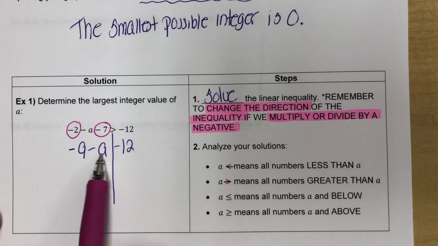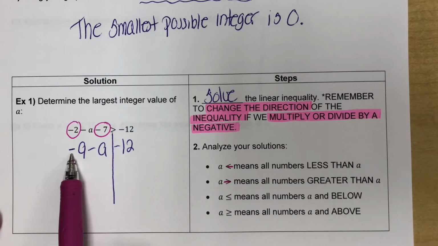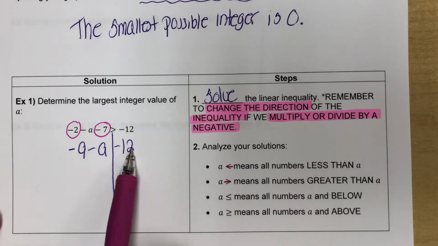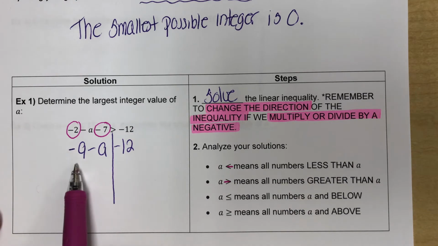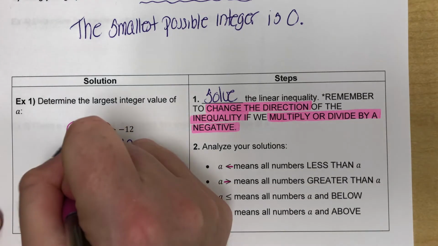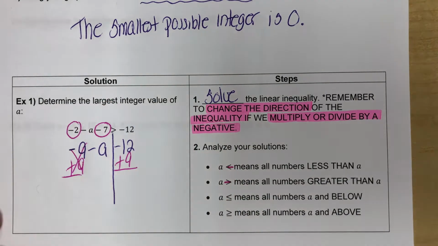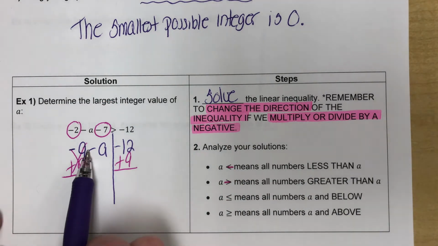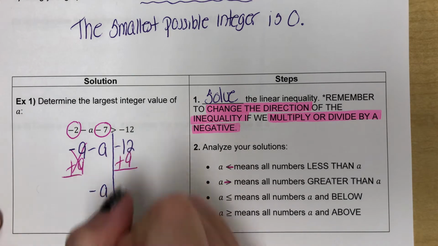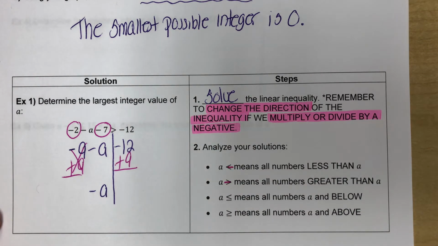I don't have any more like terms, so now I want to start going to the opposite side by using the opposite operation. I'm going to combine 9 and 12 by bringing that -9 to the opposite side by making it a +9. Opposite side, opposite operation. So that cancels out. I have a -A. And then -12 plus 9 is -3.